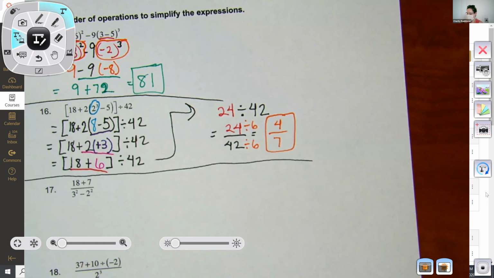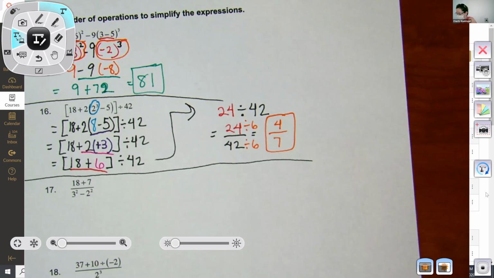All right, number 17. The fraction bar is a type of grouping symbol like parentheses. With the fraction bar, the numerator, the top of the fraction, is one group, and the denominator, the bottom of the fraction, is another group. So you can just do the top, and then do the bottom, separately, and then either divide them at the end or reduce the fraction at the end, whatever the case may be.